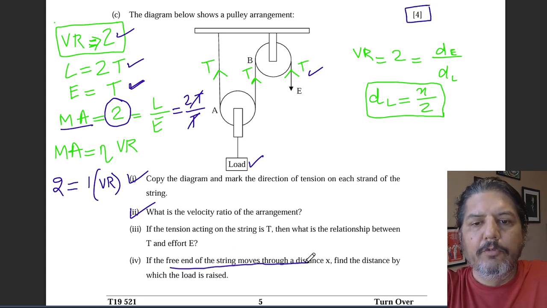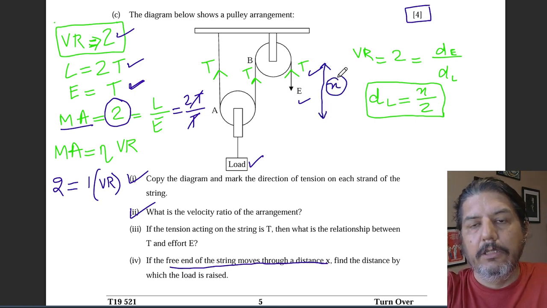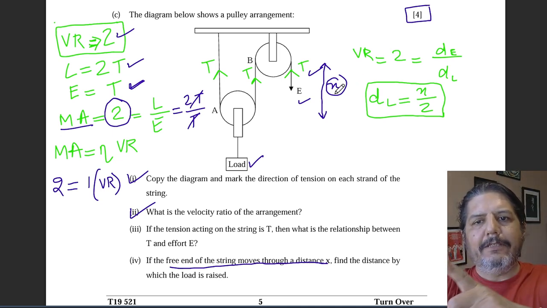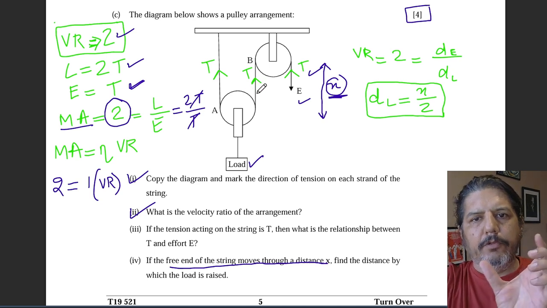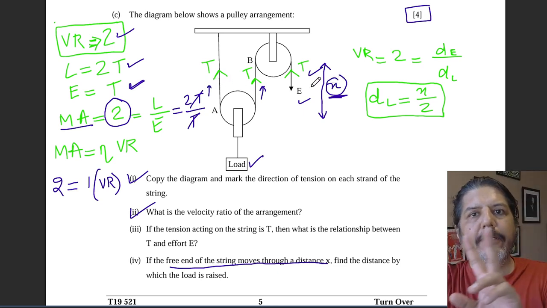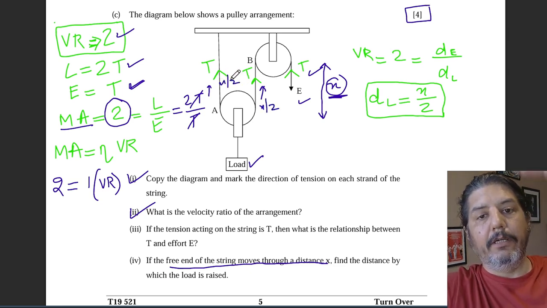This question was asked for 4 marks. If the free end of the string moves through a distance x, find the distance by which the load is raised. Now, see, try to understand. If this end moves through this distance x, logically the length of rope would remain the same. This part of the rope would also be going up. So this x would be divided into 2 halves. So this will move by x by 2, and this part will also move up by x by 2.